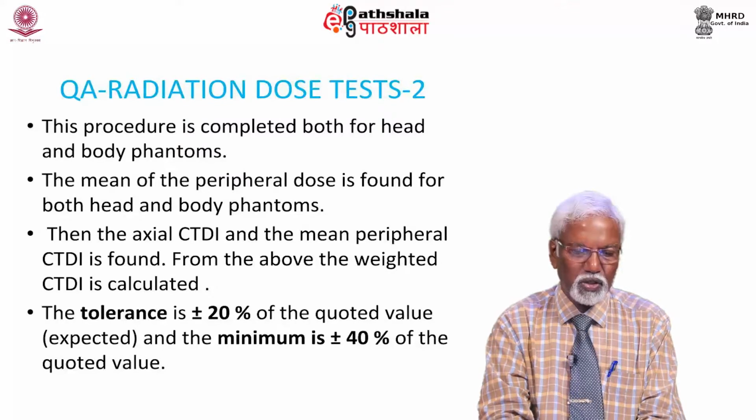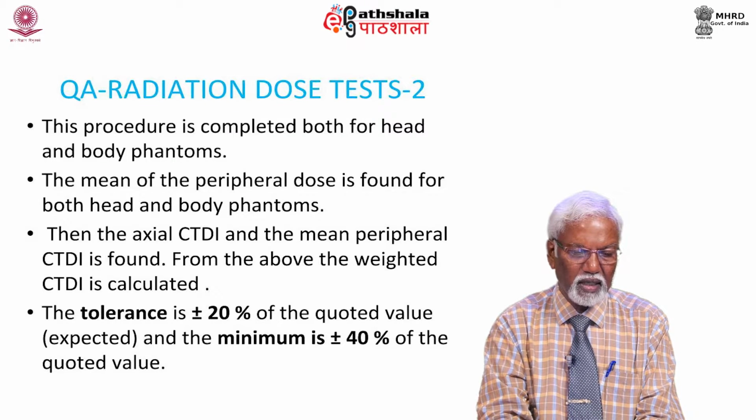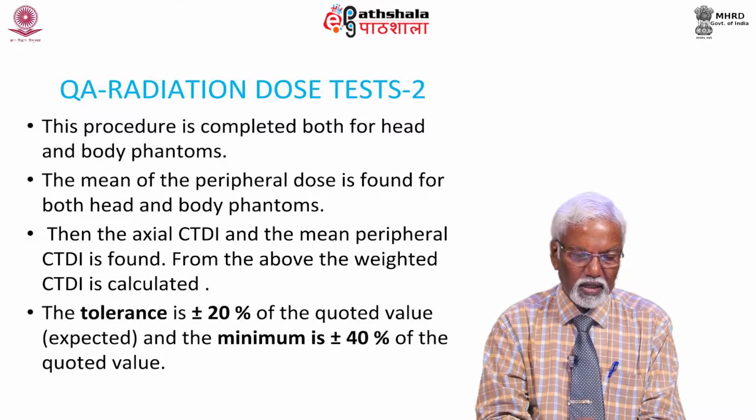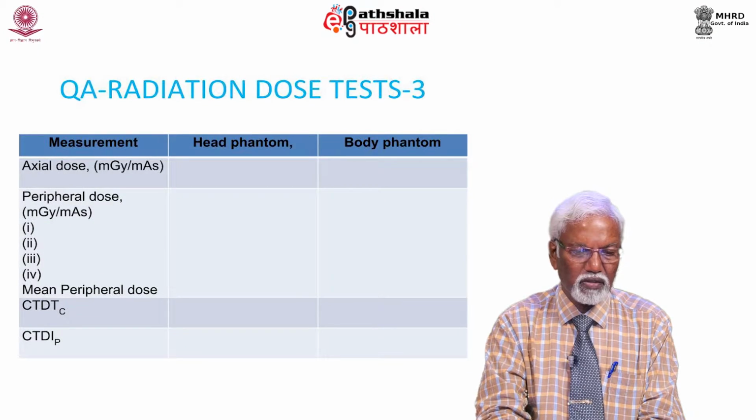The mean peripheral dose is found for both head and body phantom. Then CTDI is found. The tolerance is plus or minus 20%. It is tabulated in the table as given below.